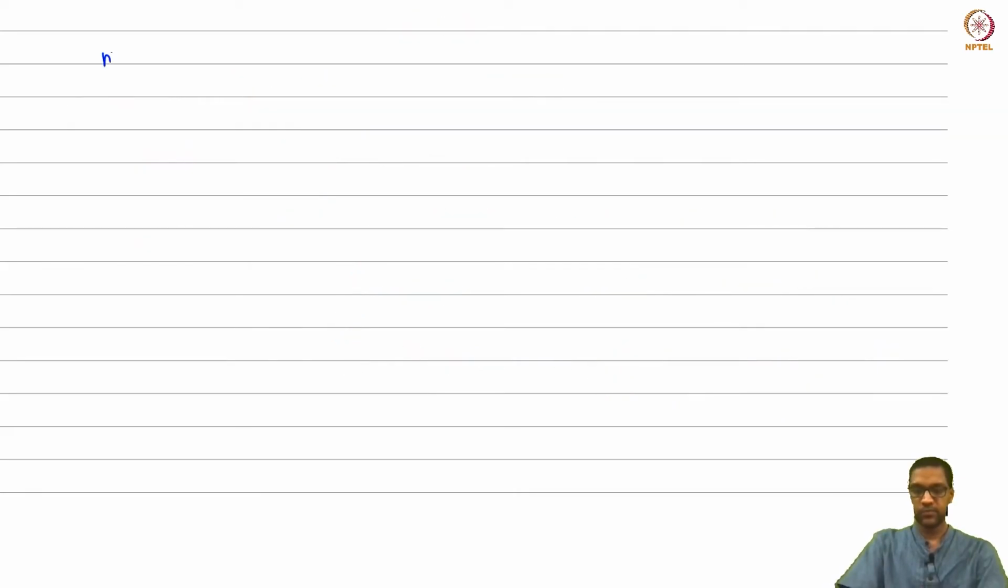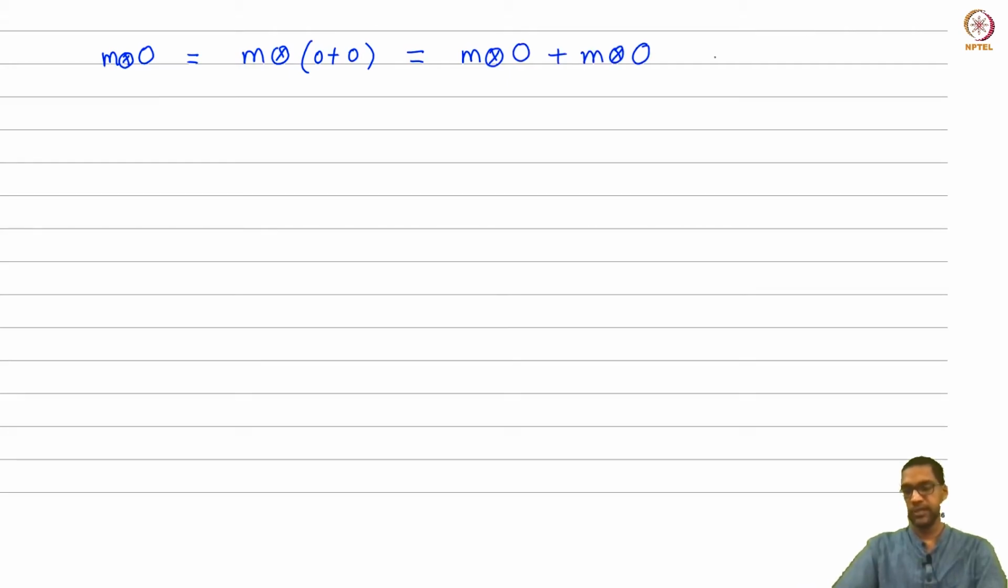Okay, so let's prove this. The claim is that M tensor 0 is the additive identity of this group M tensor N. Why is that? Well, let's again use bilinearity. So 0 plus 0 is 0. Okay, so M tensor 0 is M tensor (0 plus 0). But now bilinearity tells me that I can split this into two pieces. So M tensor 0 is the same as two copies of M tensor 0, which means M tensor 0 had better equal the element 0.